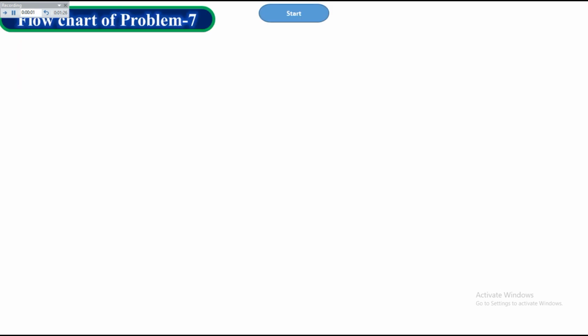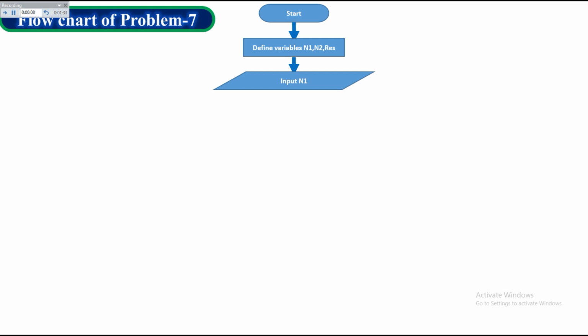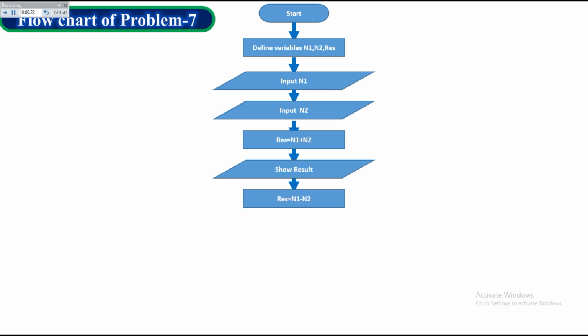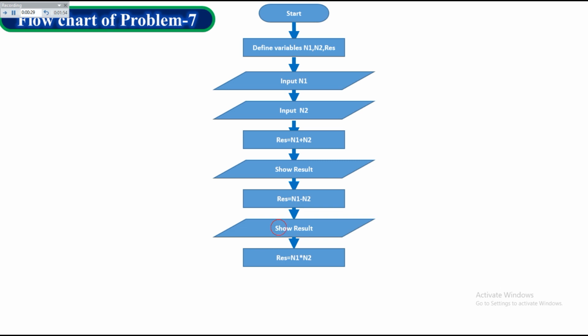The flowchart of this problem: start. In the second step, define variables n1, n2 and result. Get the first number, get the second number, calculate the result and show this result. In the first step, we calculate the sum of the numbers and show it. Then calculate the subtraction and show this one. Multiplication and show the result of multiplication, and end of this program.